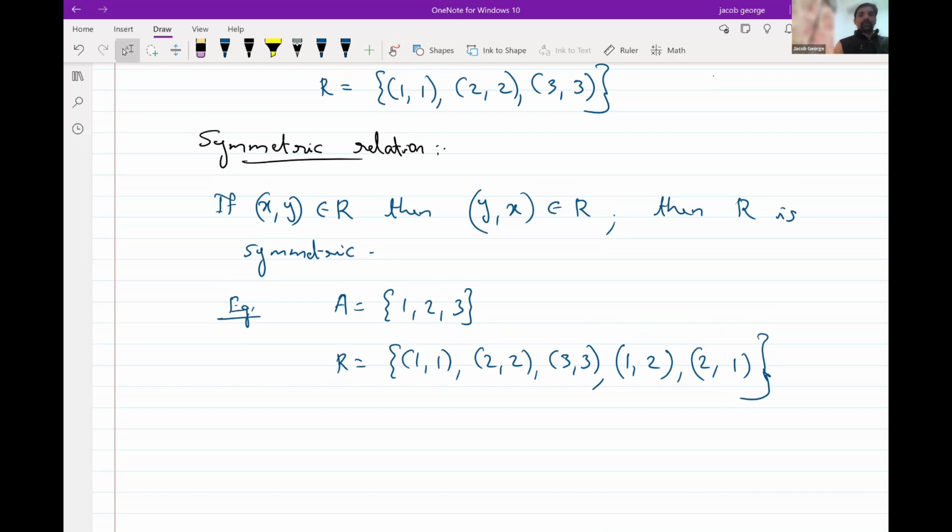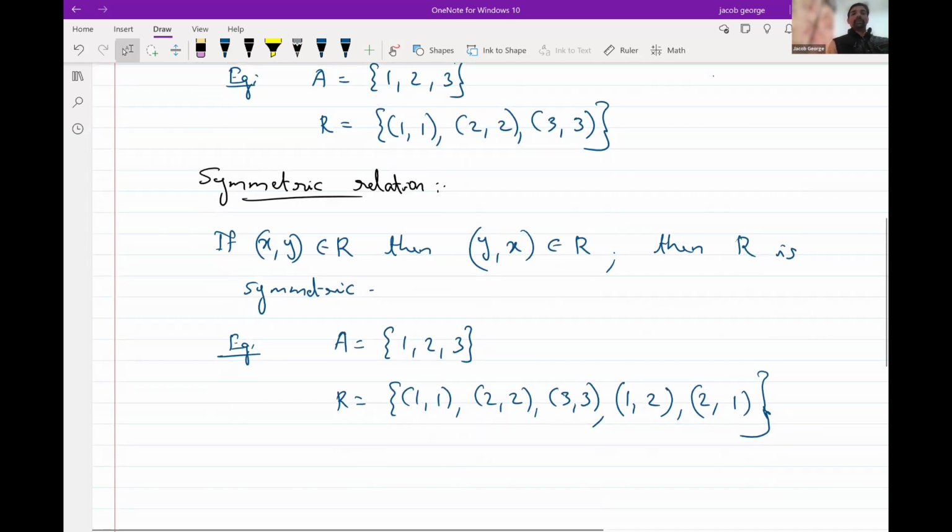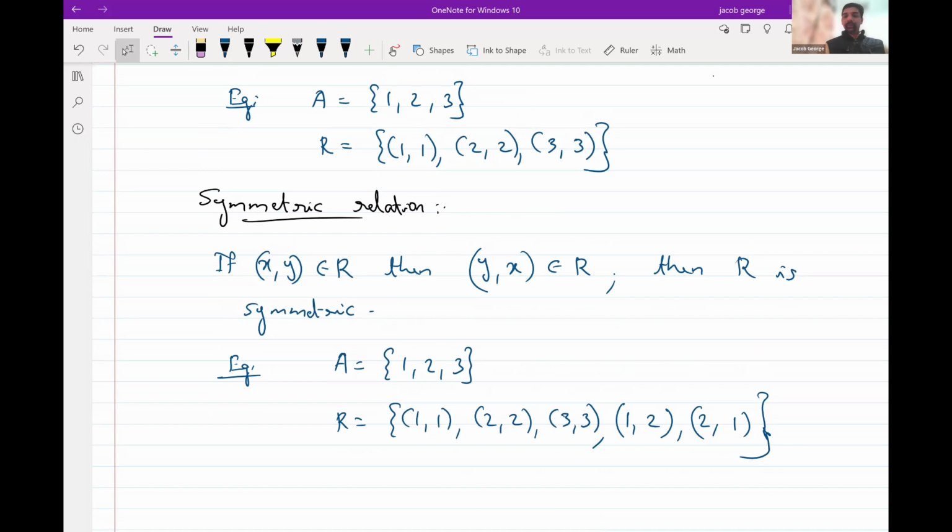Reflexive and symmetric. What is the third point for an equivalence relation? Transitive relation. Yes, please complete till here. Jaden completed till this time.